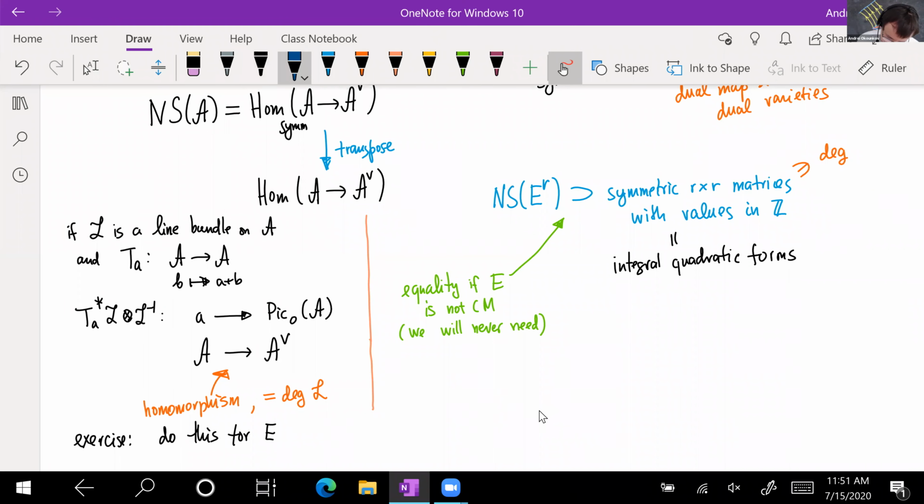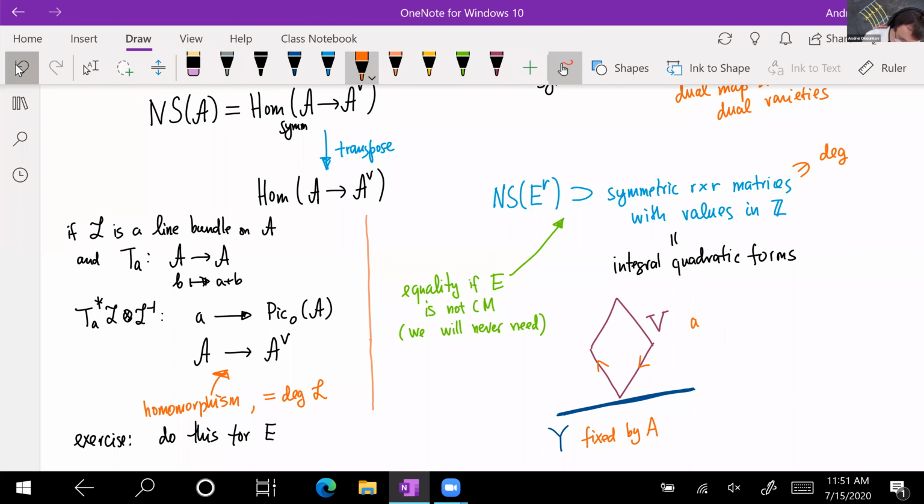So if I have some fixed locus, maybe I call it F, just in general. Suppose I have some manifold Y, and I have some vector bundle over it, call it V. And suppose I have an action of A, which acts trivially on the base. This is fixed by A, but A acts on the fibers.